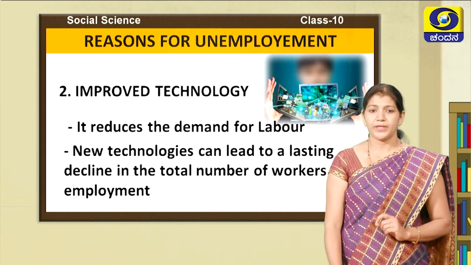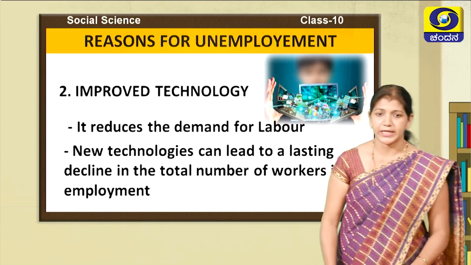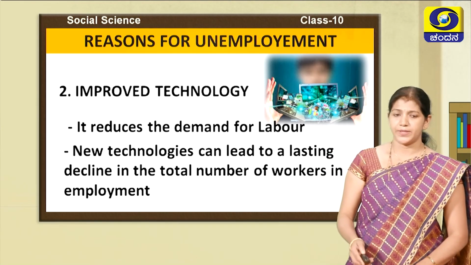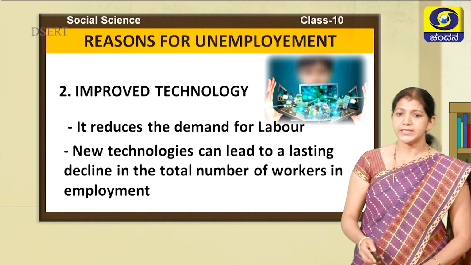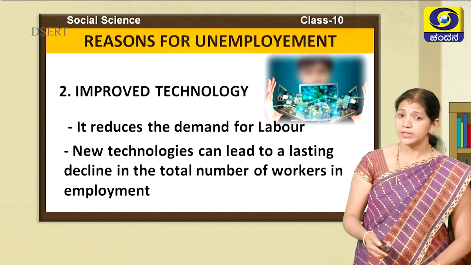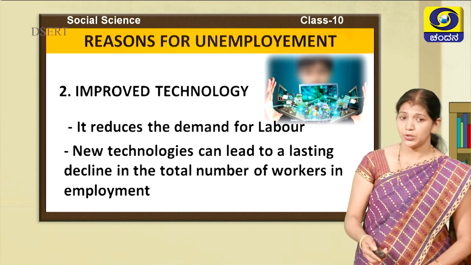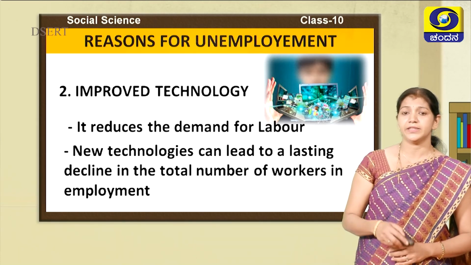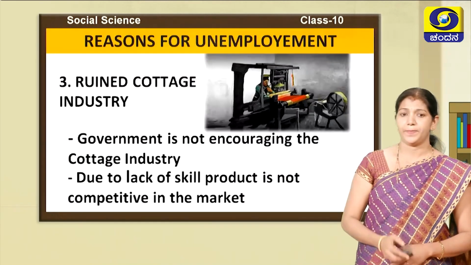The next reason for unemployment is improving technology. It reduces the demand for labor. New technologies can lead to a lasting decline in the total number of workers in employment. So over-dependency on technology, or more improvement of technology, creates unemployment in our country.